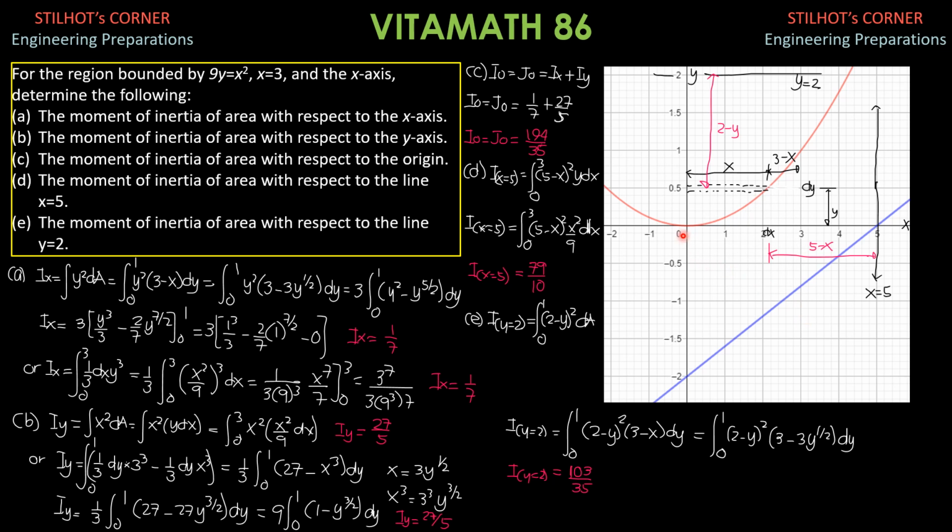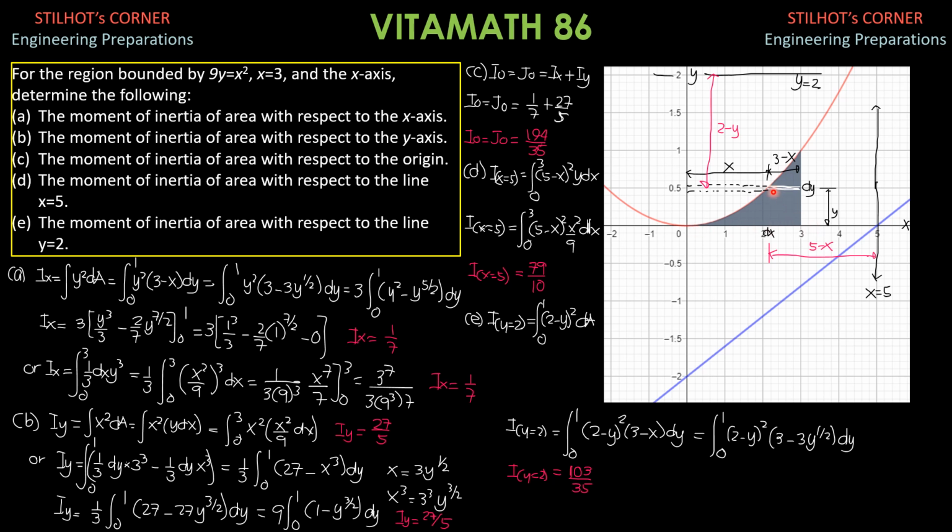So first, let's plot the curve. You may use point plotting. That's a parabola with vertex at the origin. You should know the graph. And the line x equals 3 is a vertical line here. And the x-axis is y equals 0. So that's the shaded part. And now, the moment of inertia with respect to the x-axis.